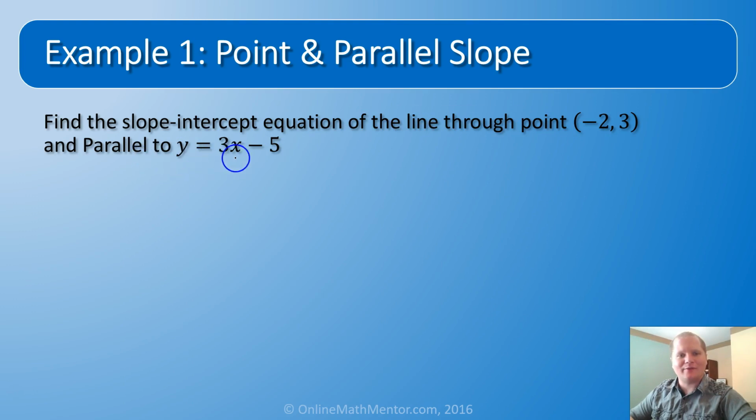For this example, we're going to find the slope-intercept equation of the line through the point (-2, 3) and parallel to y = 3x - 5. First, remember that parallel means to have the exact same slope.